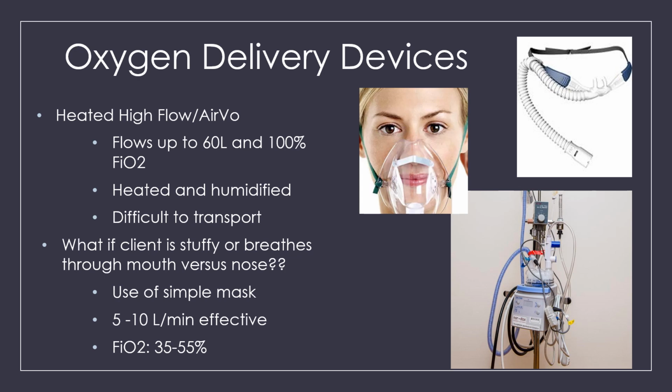And if a client, again, is stuffy or breathes through their mouth versus their nose, then we can use a simple mask like this one pictured here. With this you can do 5 to 10 liters per minute of effective delivery, because they are going to be rebreathing. We can't get much above 55%, but FiO2 somewhere between 35 to 55% is effective with a simple face mask, particularly used on our patients who cannot breathe through their nose well.